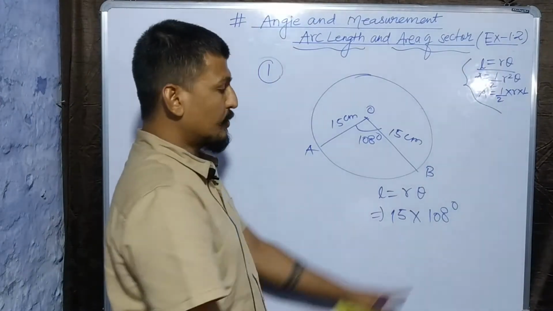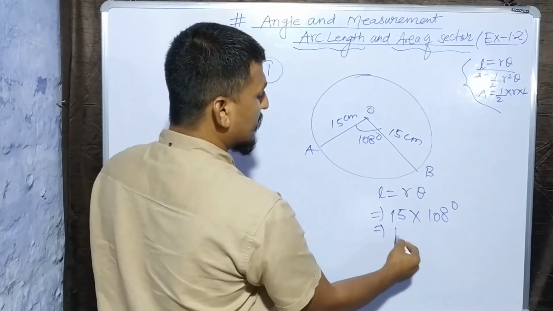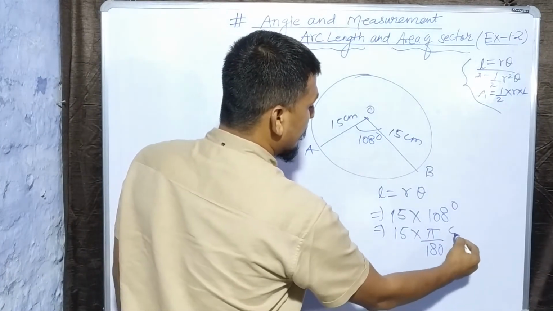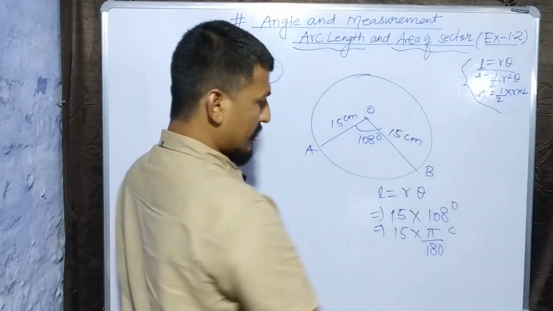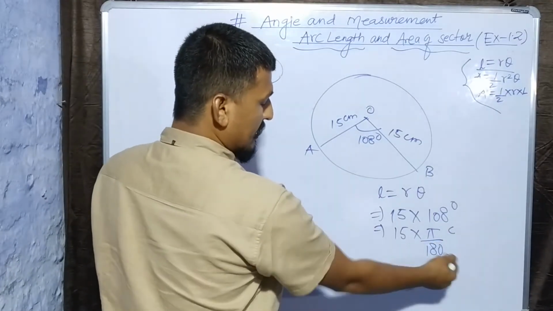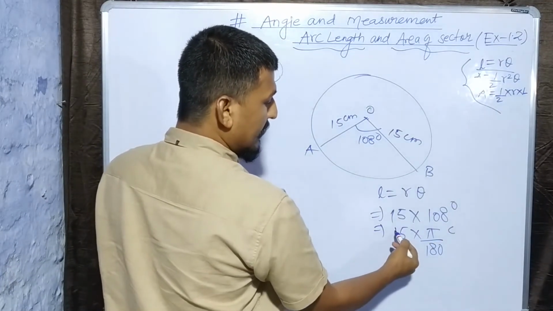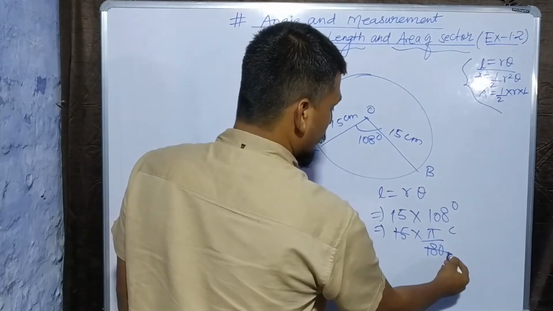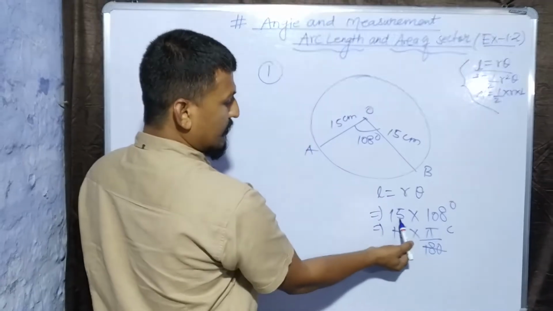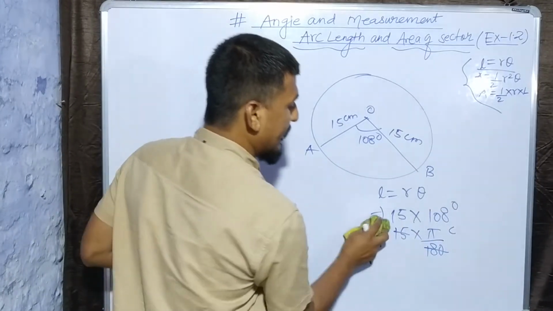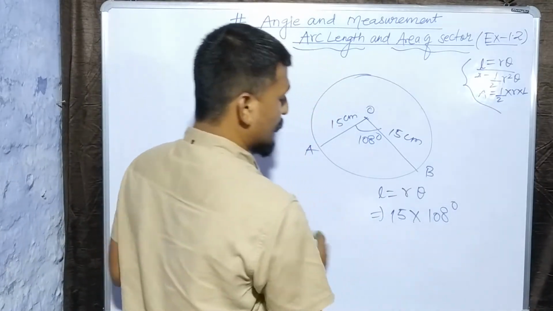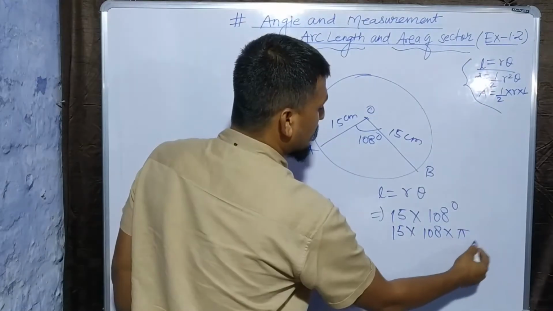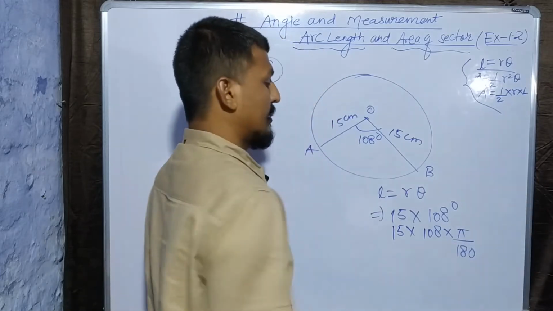108 degree. So this degree is to be converted into radian. So it becomes pi by 180 radian. Now this will become 15 into 108 into pi by 180.